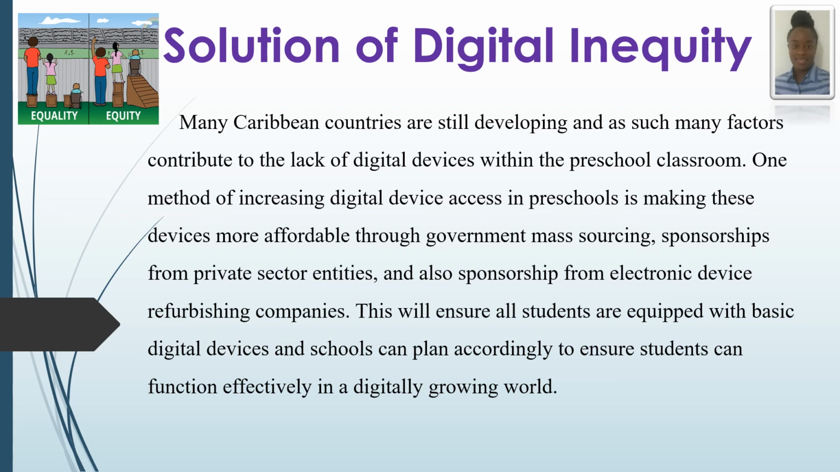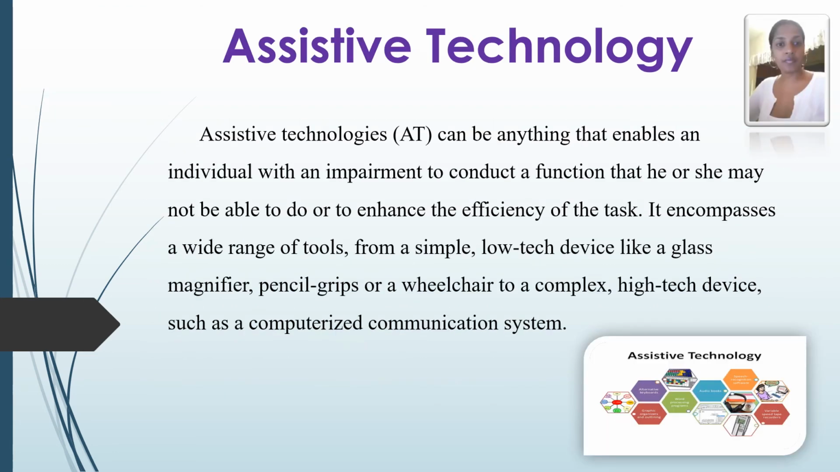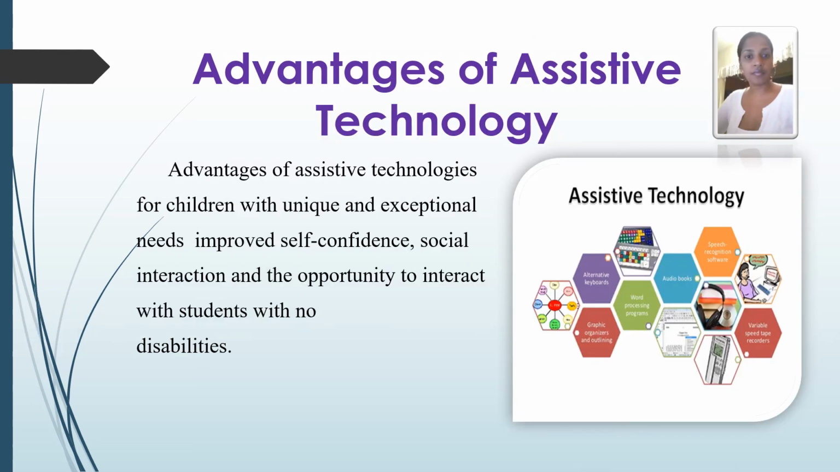What is assistive technology? Assistive technology can be anything that enables an individual with an impairment to conduct a function that he or she may not be able to do or to enhance the efficiency of the task. It can be as simple as a pencil grip or a wheelchair or a high-tech device like a computerized communication system. When appropriate to the user and user environment, assistive technology is a powerful tool to increase independence and improve participation. It also improves self-confidence, social interaction, and the opportunity to interact with students with no disability.